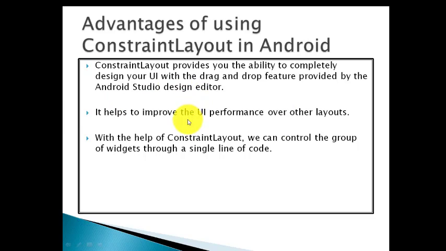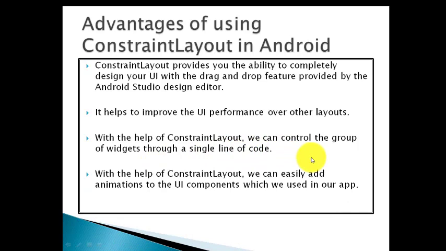If you want to arrange the controls or components anywhere on the Android device, then you have to use a constraint layout. With the help of constraint layout, we can control a group of widgets through a single line of code. With the help of constraint layout, we can easily add animations to the UI components which we use in our application.